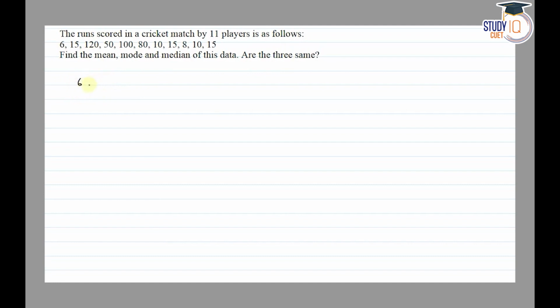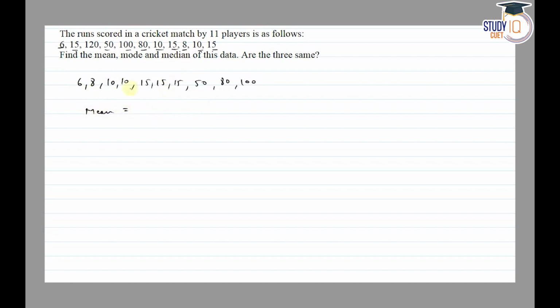So 6, 8, 10, 10, then 15 3 times, then 50, then 80, then 100. So हमने इन्हें अरेंज कर दिया है असेंडिंग ऑर्डर में.